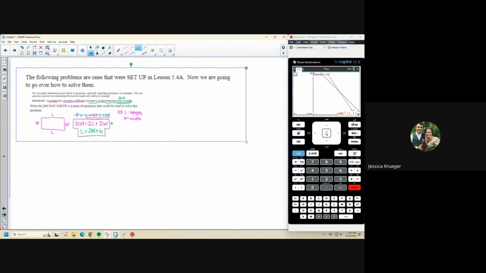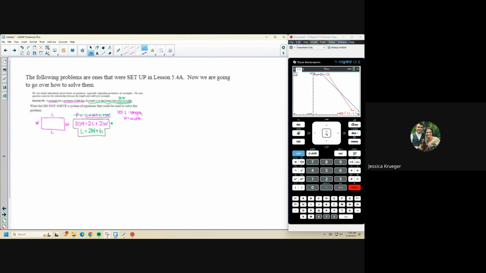Okay. This was one of the questions that showed up on lesson 5.4a. Now we're going to talk about how to solve these. So you had a lot of practice setting them up. Let's take a look at how you would go one step further and finish solving this.